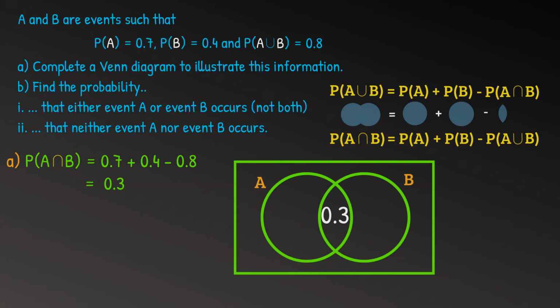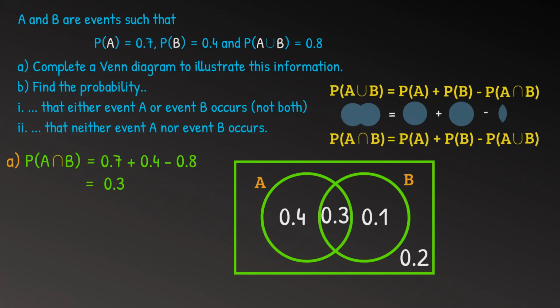And as we know the probability of A is 0.7, we know that this area is 0.4 because 0.4 and 0.3 add up to 0.7. And we know the probability of B is 0.4, so we know that this area is 0.1 because 0.3 and 0.1 add up to 0.4. And all the values have to add up to 1, so the area outside the circles is 0.2.